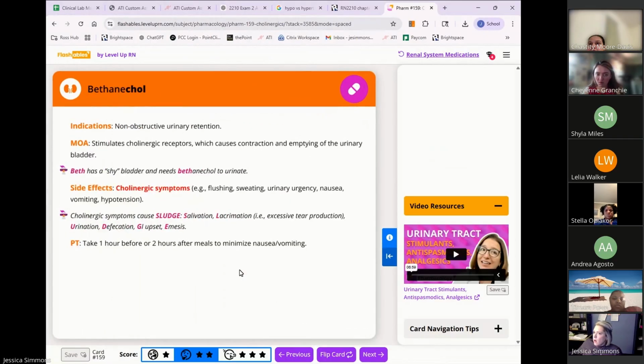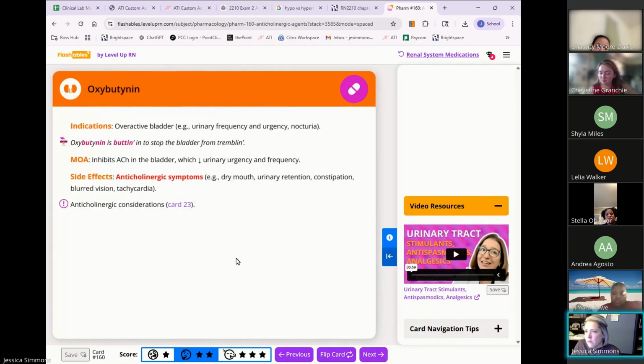So we talked about the cholinergics and that they can cause cholinergic effects, so the non-obstructive urinary retention. This causes contraction and emptying of the bladder. Actually, we didn't even talk about these ones. We talked about the anticholinergics. We didn't talk about these ones. I'm not testing you on this. We talked about the anticholinergic. There we go. This is what we talked about.